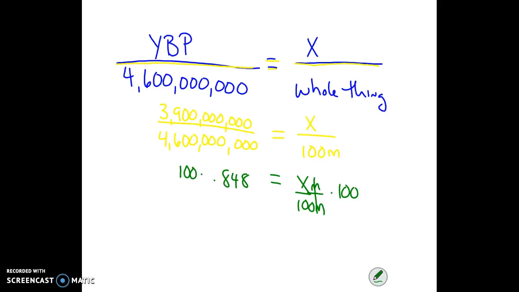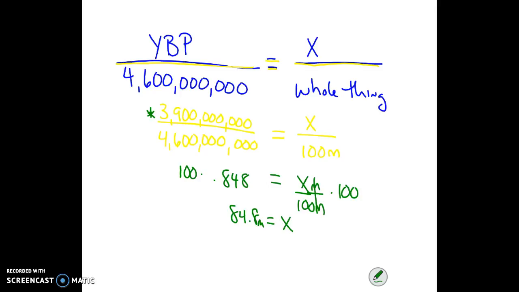And lo and behold, I'm shifting the decimal place to 84.8. So what this is saying is this event, whatever this event is, is occurring 84.8 meters from the start, from wherever I am now, based on my scale of 100 meters. All right? So I hope this part helps.